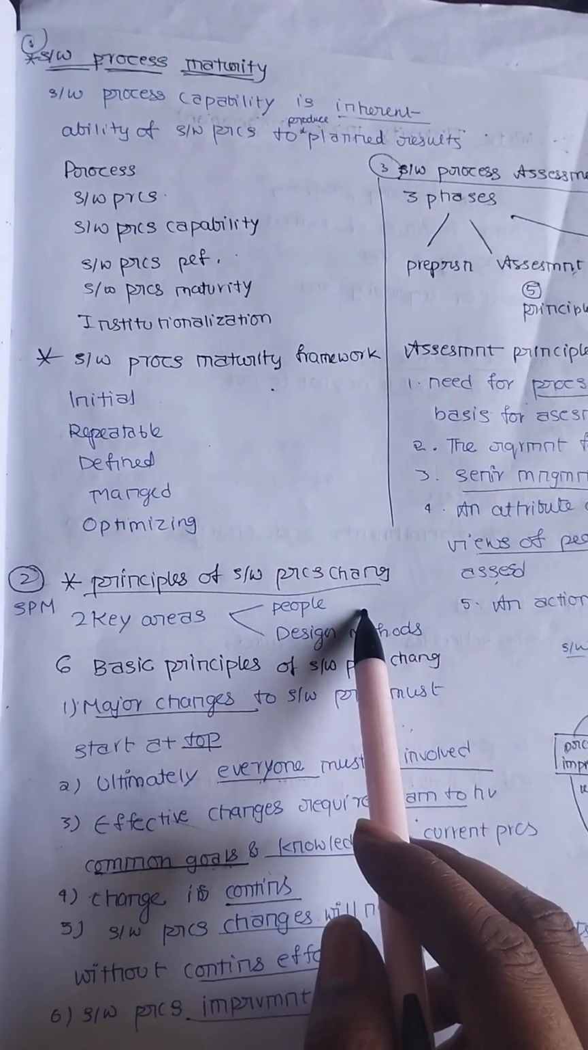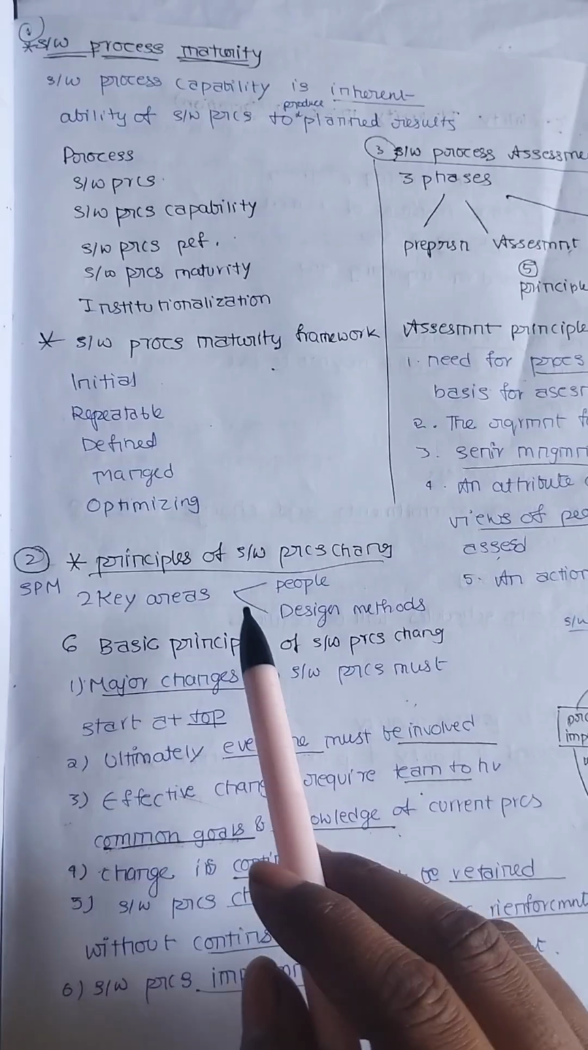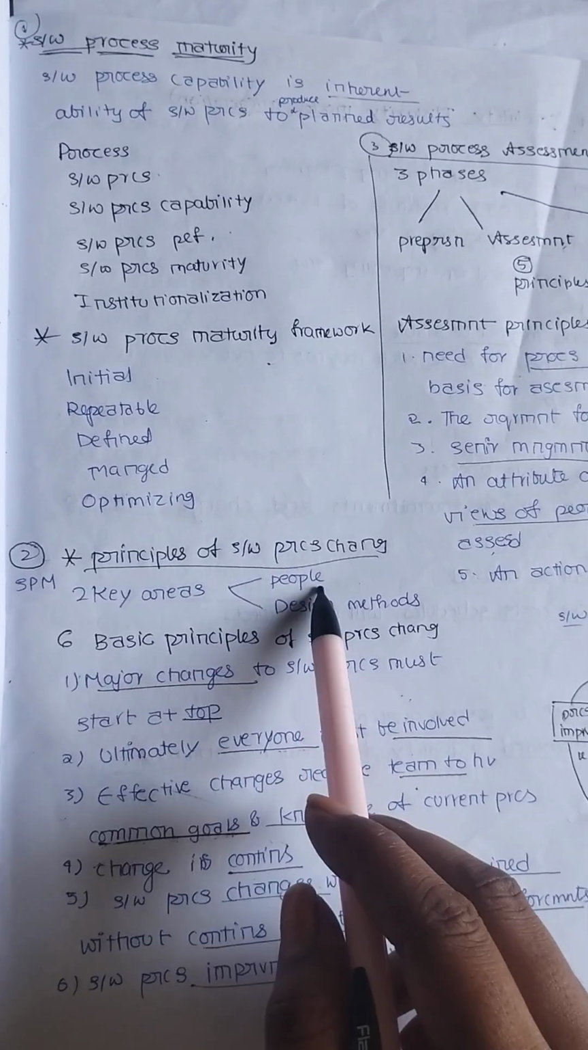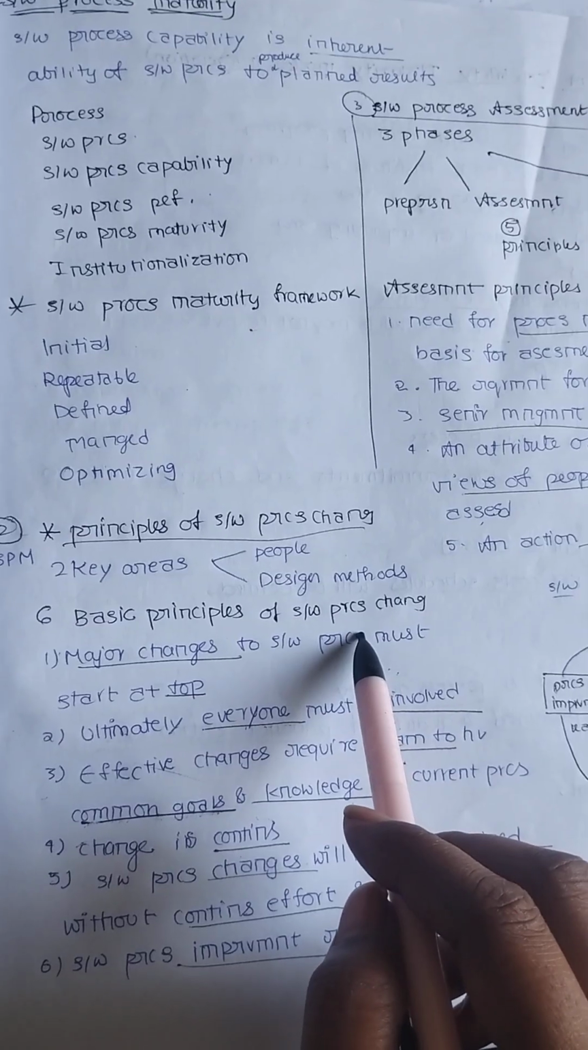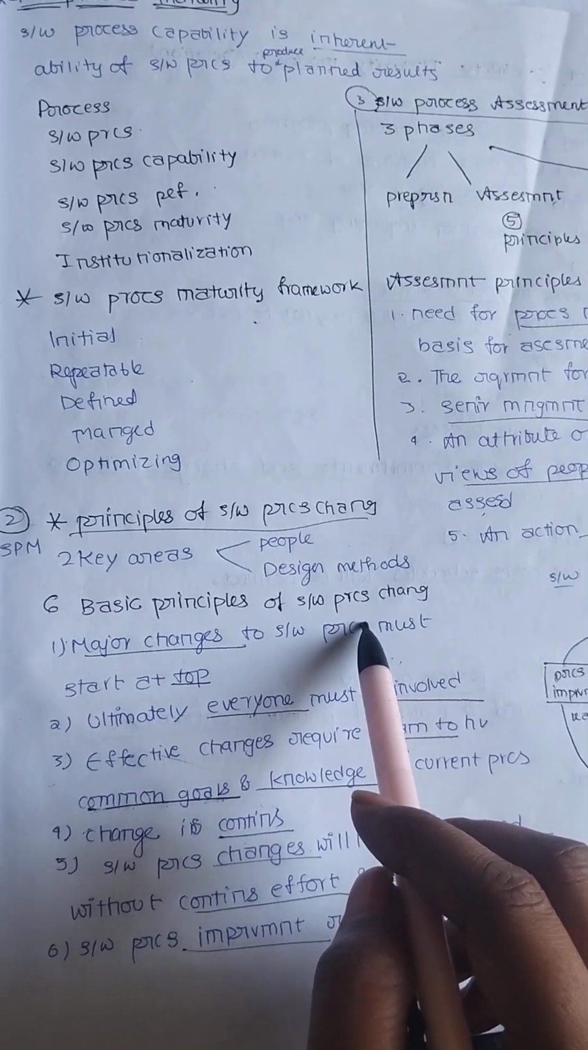And what are the principles of software process change? There are two key areas for software process change: people and design methods. What are the 6 basic principles of software process change?